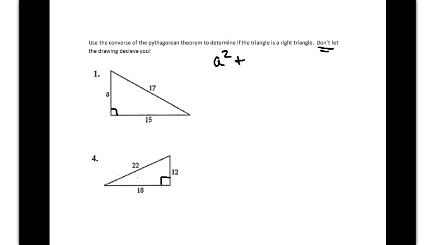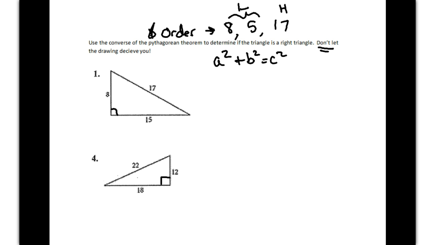So we're going to do a squared plus b squared equals c squared. And we're going to need to put them in order like I just said. So from 8, 15, and 17, we have 8, 15, and 17 in that order. 8 and 15 have to be the legs, and 17, the longest side, has to always be the hypotenuse when you're testing it out this way. So we're actually going to plug in numbers and see what happens here, and we're not trying to find a missing side because we know all the sides.